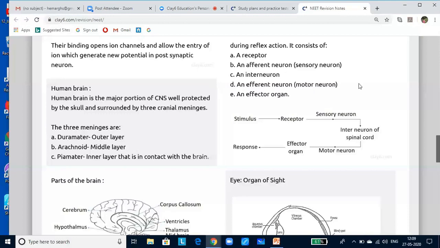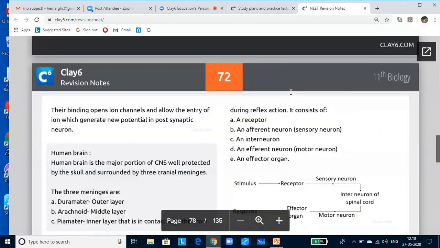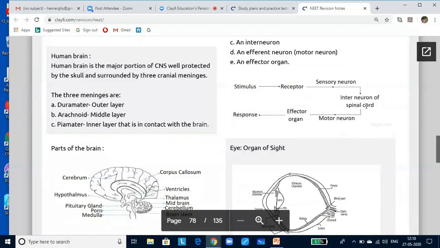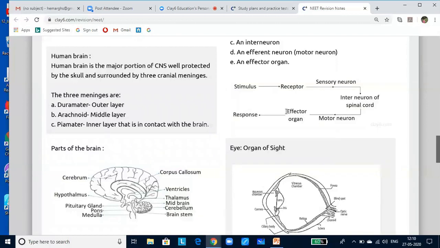Let us look at what a reflex arc consists of. It consists of a receptor, an afferent neuron, which is a sensory neuron, an interneuron, an efferent neuron or a motor neuron, and an effector organ. So when a stimulus is picked up by the receptor, it is sent through the sensory neuron to the interneuron in the spinal cord, and this immediately responds to the stimulus, and this response is taken by the motor neuron, which makes the effector organ, which is a muscle or a gland, act and give the suitable response.